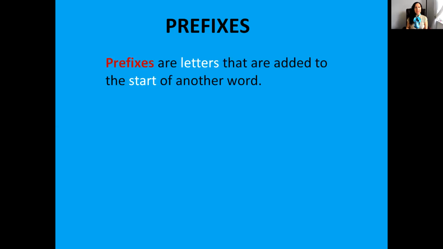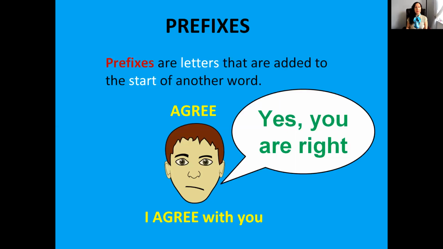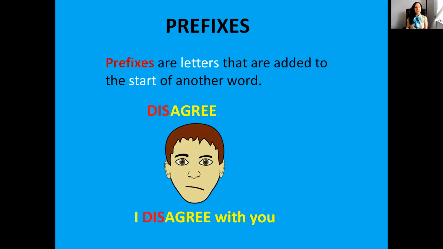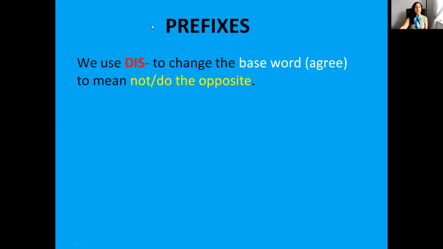Prefixes are letters that are added to the start of another word. Agree. I agree with you. Yes, you are right. Disagree. I disagree with you. No, you are wrong. We use dis to change the base word agree to mean not or do the opposite.